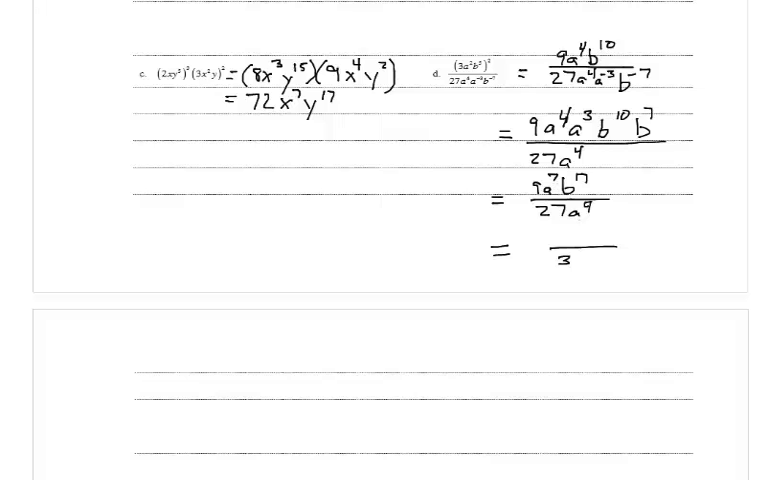A to the 7th divided by a to the 4th gives me a cubed. And b to the 17th in the numerator, and we don't have any b terms in the denominator. So we're left with b to the 17th. So our final answer is a cubed times b to the 17th, all divided by 3. And that's our review of law of exponents.